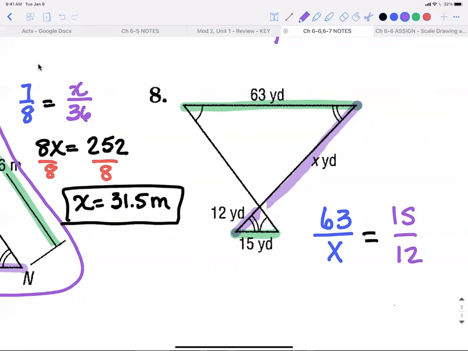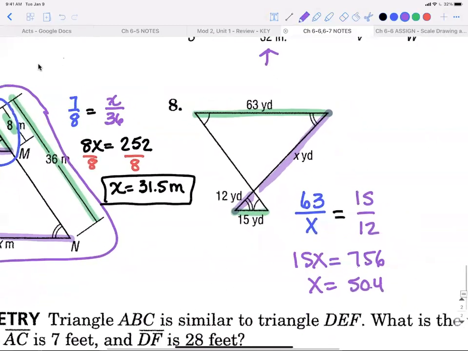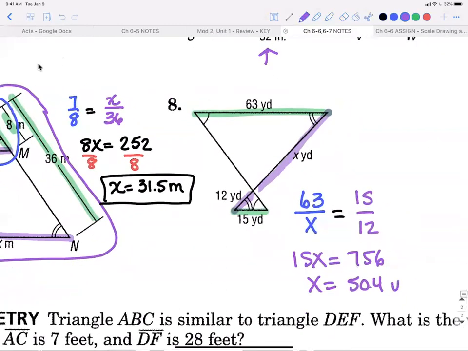And then because the 63 was the bottom, and the 15 was the bottom, those two should be on the same side of the fraction. And then when we cross multiply, we get 15x equals, what's 63 times 12? You guys are on it. And then when I divide by 15, I get 50.4. And how would I label it? Yards. Beautiful.